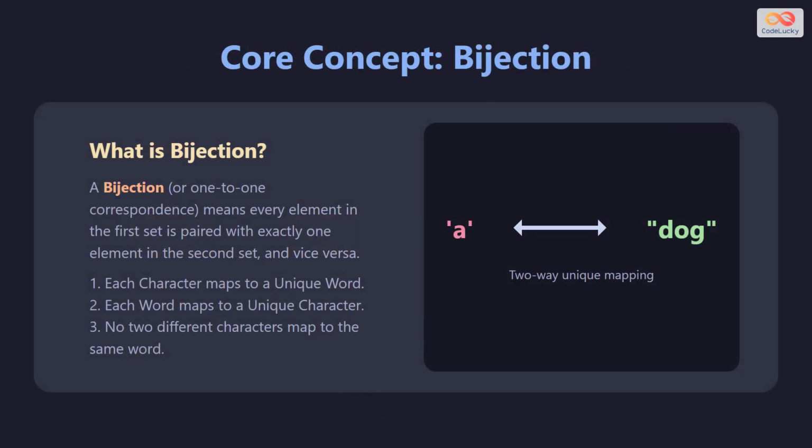The mathematical concept behind this is bijection. It is strictly a two-way street. Not only must every character map to a unique word, but every word must map back to that unique character. You cannot have two different characters, like A and B, both mapping to the word dog. That would violate the one-to-one rule.